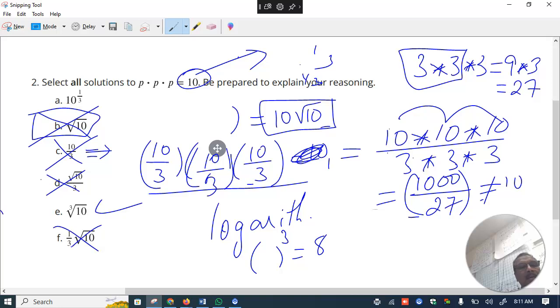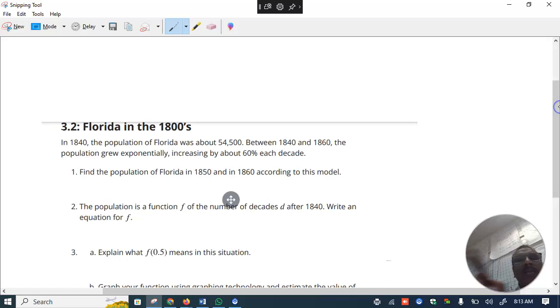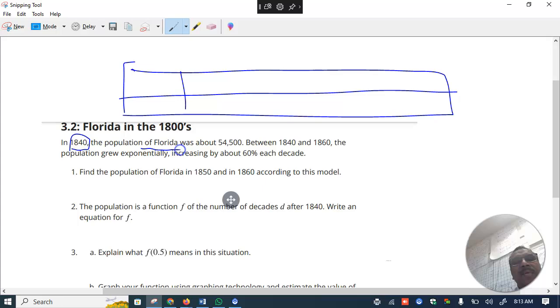Okay, this is activity 3.2. Everybody, let's make a table to get a hang of this. Everybody make a table like this. So quickly make a table. In Florida in 1840, the population of the state of Florida is 54,000. So let's put it like this, 54,000.